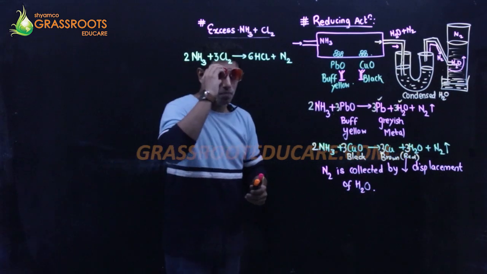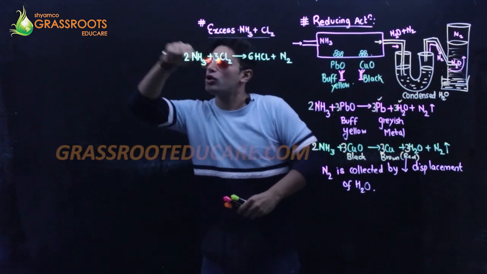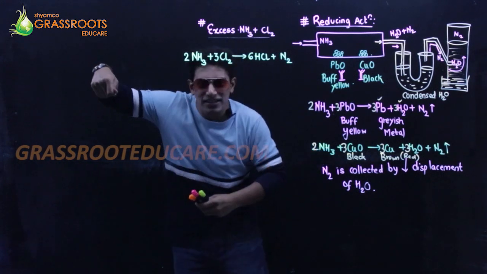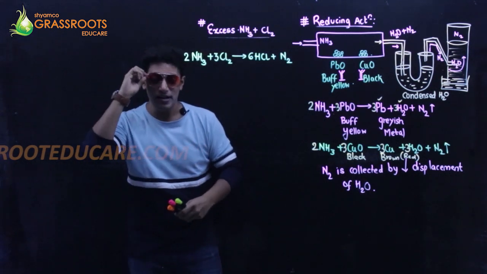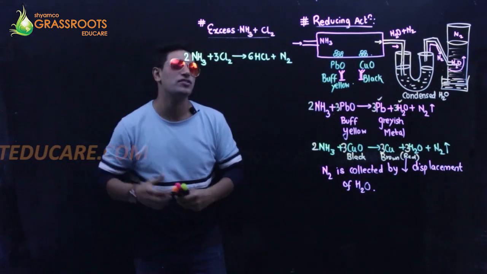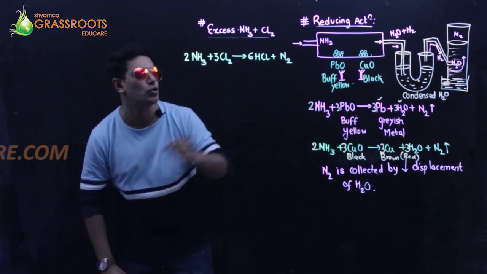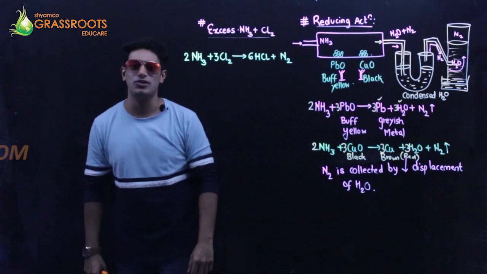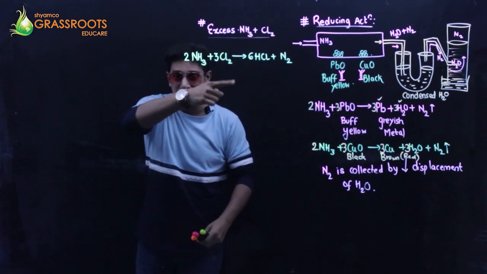So in a test tube, I take ammonia, I take chlorine, I stir it, I get HCl and nitrogen gas is liberated. Fine. So I collect the nitrogen gas. What is left in the test tube? Tell me what's left in the test tube. HCl is left in the test tube. I add more ammonia to that HCl.